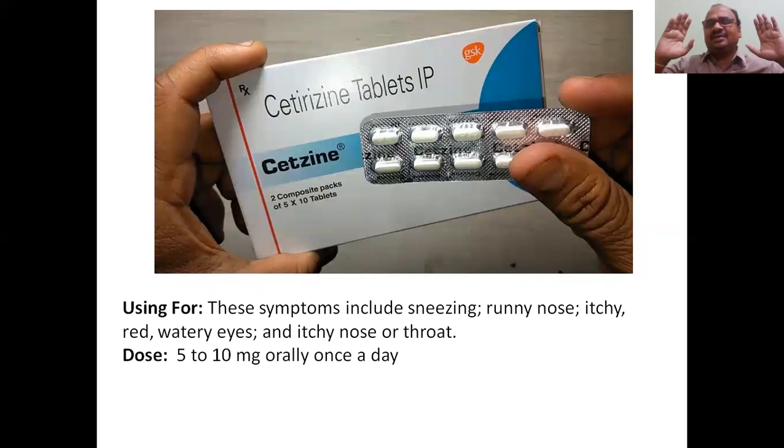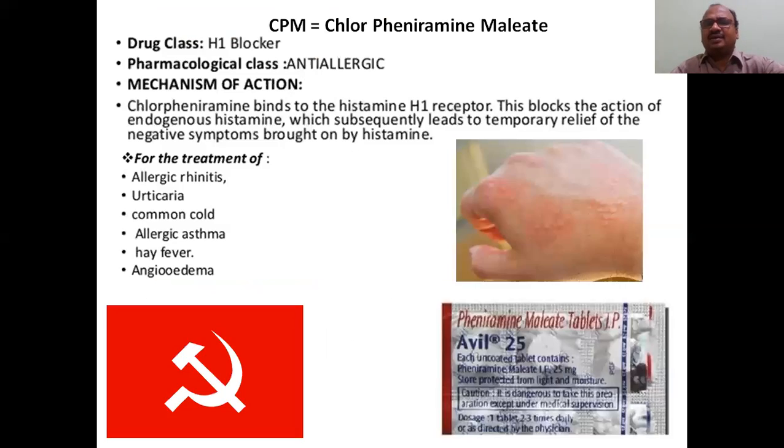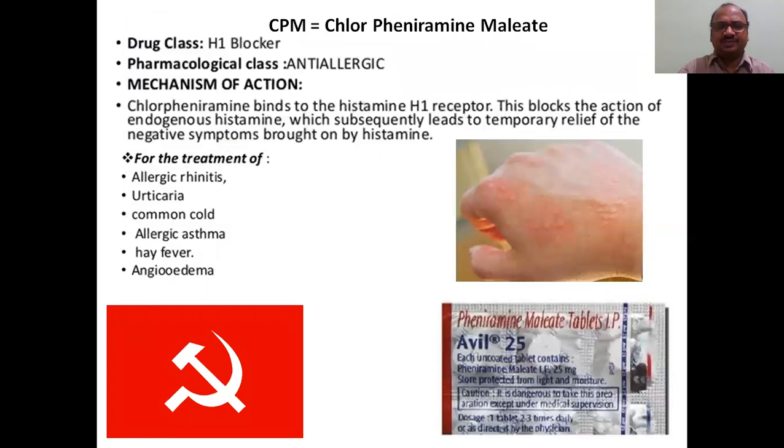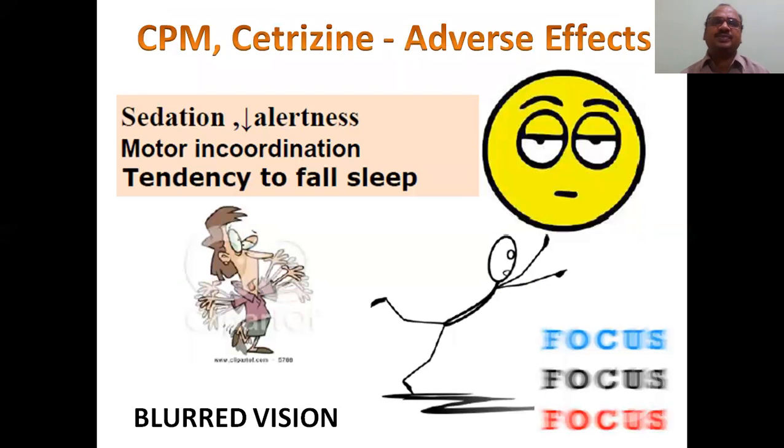But this cetirizine belongs to the second generation. Cetirizine, second generation, produces sedation. The first one, chlorpheniramine, also produces sedation. These two drugs produce sedation. That is why it is the biggest problem. CPM and cetirizine adverse effects are very important for the examination.